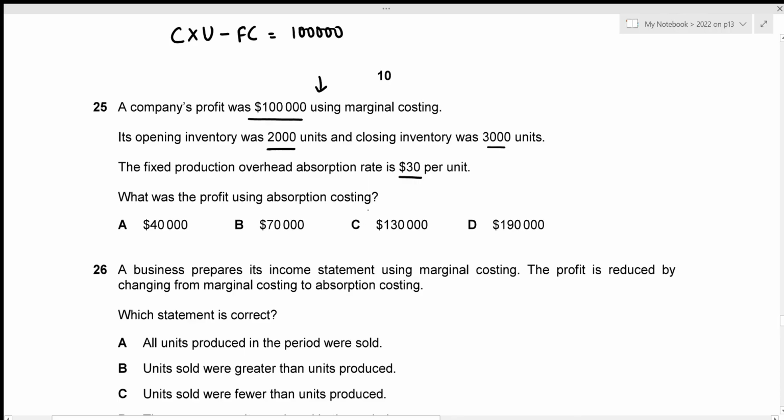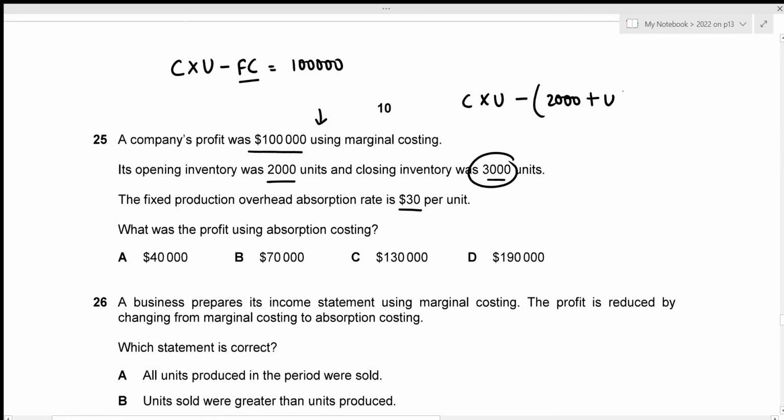Now let's talk about the profit using absorption costing. Under absorption costing, again, the contribution factor is the same. So that's contribution times unit. And remember that the fixed cost is apportioned to all of the units, which also includes the closing inventory units, right? So that is just going to be minus our opening inventory of 2,000 plus the units produced in this month, that's U. And then we subtract our closing inventory, that's 3,000 units. And then we multiply it with the rate per unit, which is the production overhead absorption rate per unit given to be 30. That's basically the fixed cost, right? This is what we're trying to figure out.